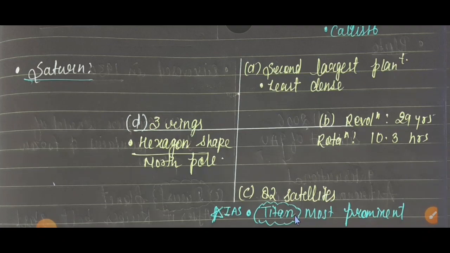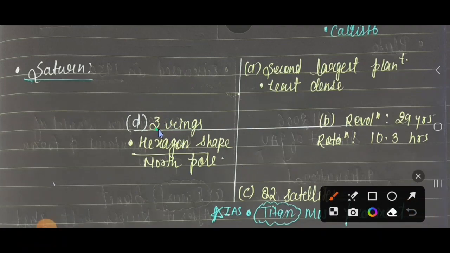And this is very important because this is a previous year question of IAS CSE, which is the UPSC CSE exam for IAS. So that's why this is very important. You have to remember this C point. Okay, and the D point is that it has 3 rings, and it has a hexagon shape at the North Pole.